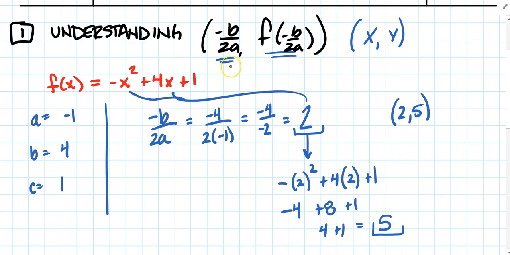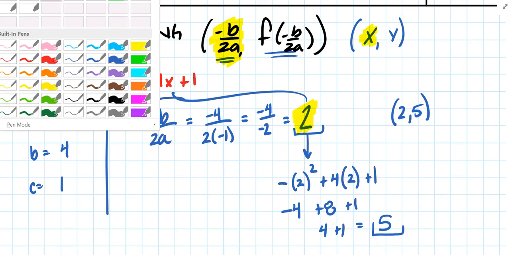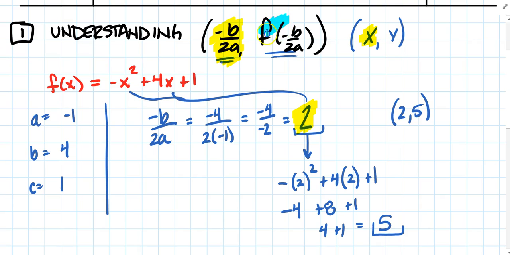So what this means is, the whole point of this is that this part right here, negative b over 2a, gives you the x-coordinate of the vertex. Then, once you get that value, you substitute it back in. That's what f of negative b over 2a means. You just take that value and substitute it back in, and out pops the other value, the y value. So we have 2 comma 5. So this right here tells us the quick and easy way to find the location of the vertex.